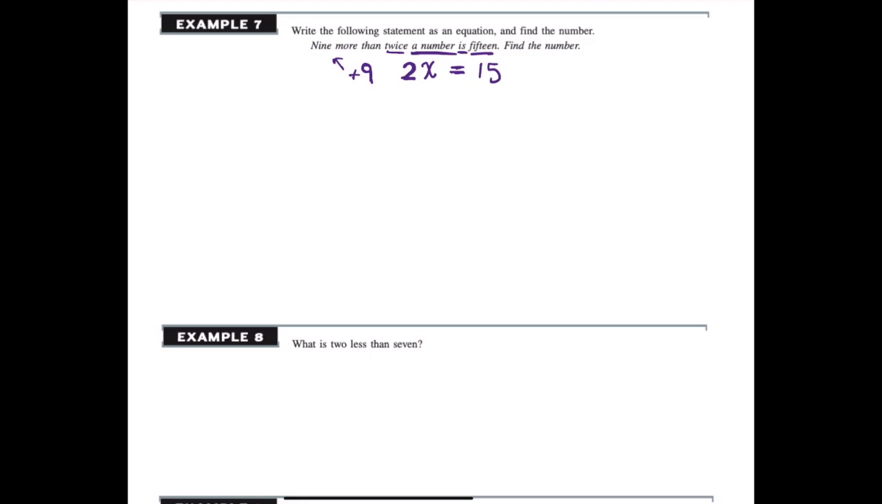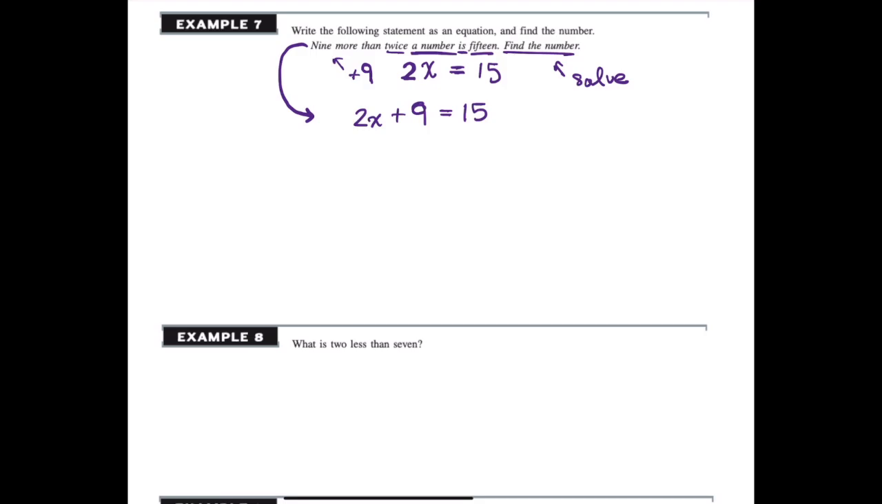So let's write this a little bit nicer. Twice a number would be 2x. 9 more than that, we would just add 9. So here's our 9 more than twice a number is 15. Find the number. Well, that's just saying to solve this equation. So we've translated from this statement into something that we can solve. That's part of the power of mathematics.